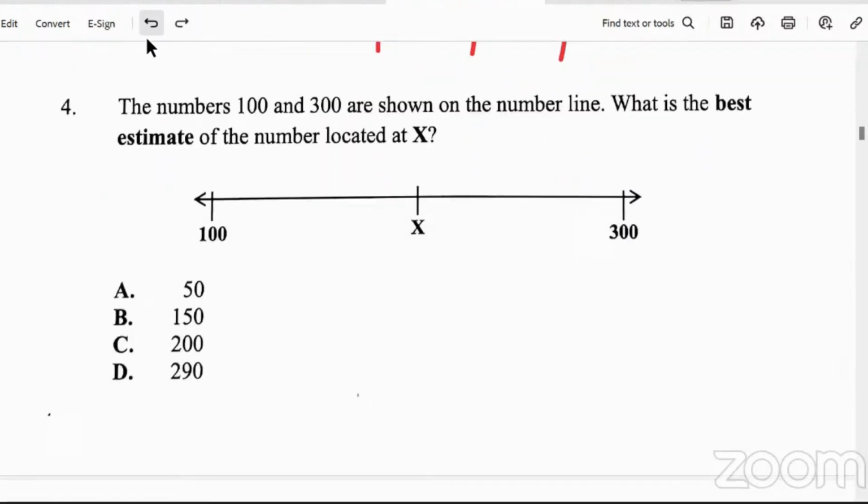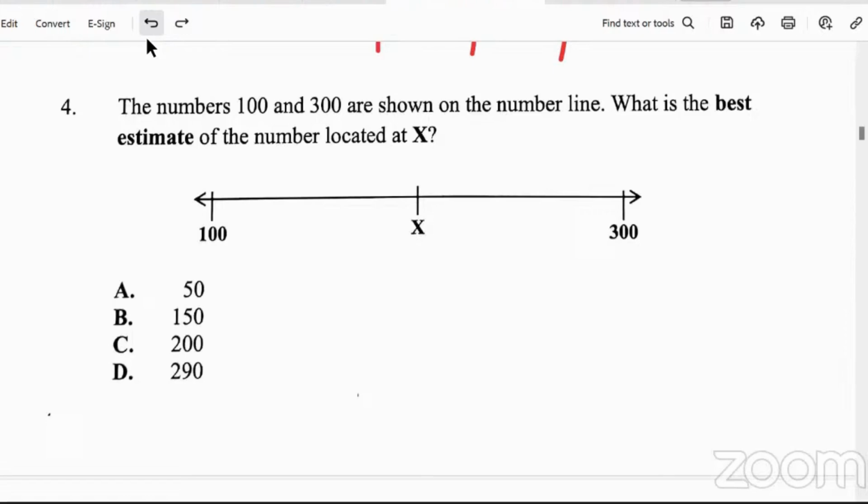Question 4. The numbers 100 and 300 are shown on the number line. What is the best estimate of the number located at X? Okay, so we're trying to find a number between 100 and 300. Make sure you are paying attention to the fact that we're not trying to find a number between 1 and 300. The halfway mark there would have been 150. We're trying to find a number pretty much halfway between 100 and 300.